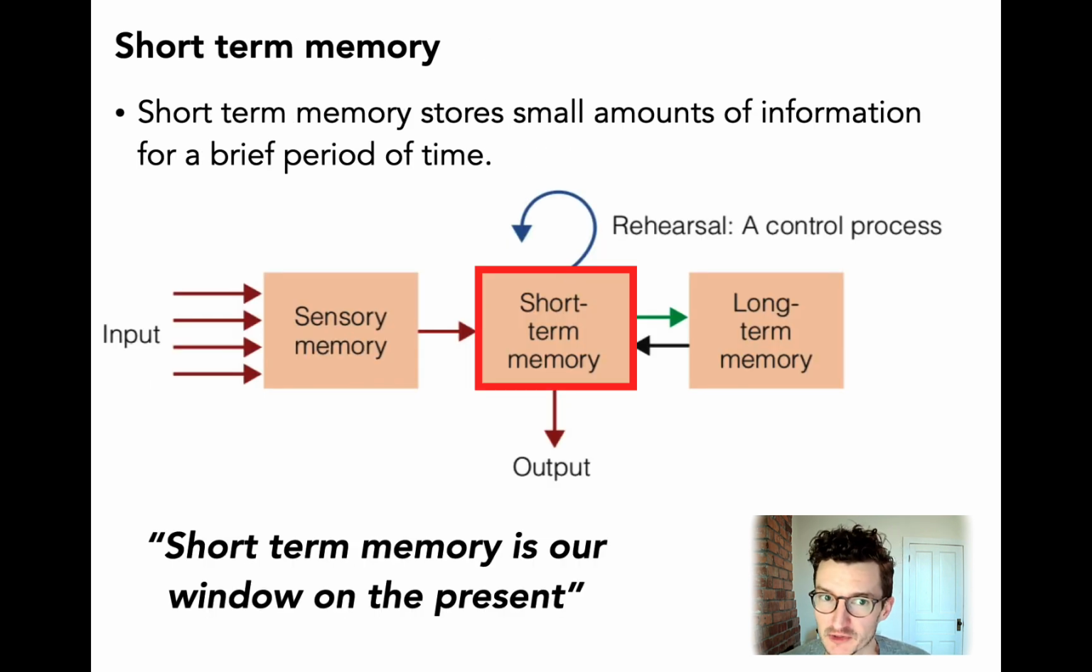So let's move on to talk about short-term memory. What we know about short-term memory is that this reflects what we are aware of at any one time. Short-term memory is our window on the present. And so efforts have been made to measure the capacity of short-term memory, both in terms of how many things short-term memory can hold, and how long you can hold that information without rehearsing it.